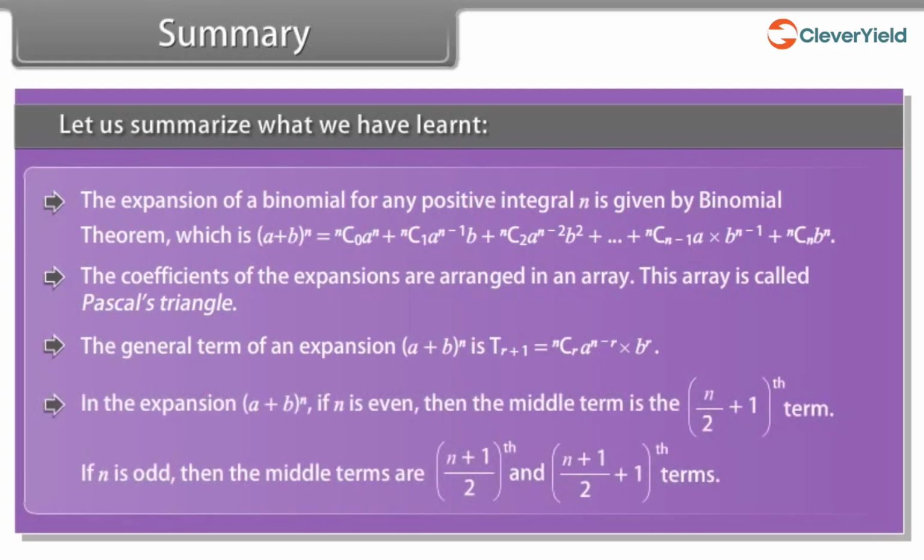In the expansion (a + b) raised to power n, if n is even, then the middle term is the (n/2 + 1)th term. If n is odd, then the middle terms are the ((n + 1)/2)th and ((n + 1)/2 + 1)th terms.